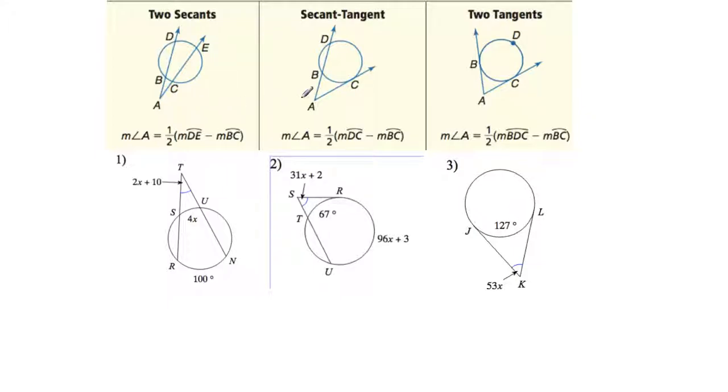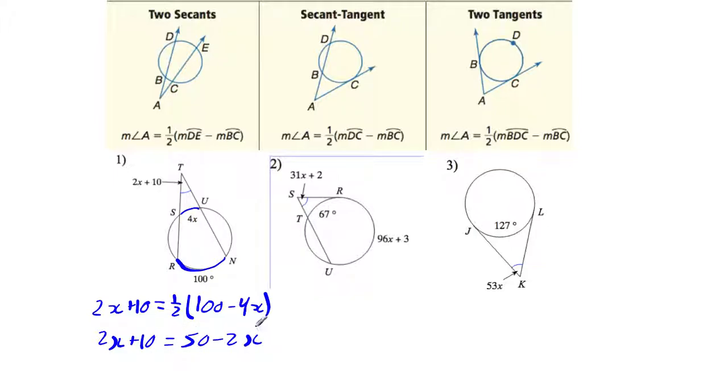So looking at the two formulas above, here for number 1, we can see we have two secants. So we're going to have the measure of the angle, so 2x plus 10 is equal to 1/2 the difference of the arcs. So this is 100 minus 4x, which is the near arc. And I can actually distribute that 1/2 in. So I get 2x plus 10 equals 50 minus 2x.